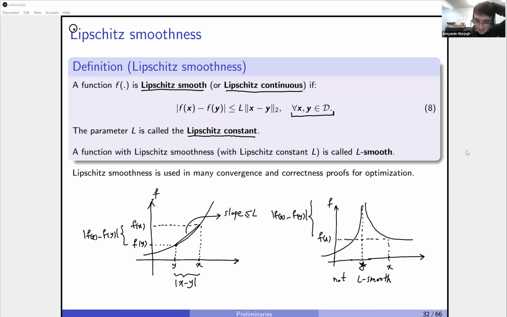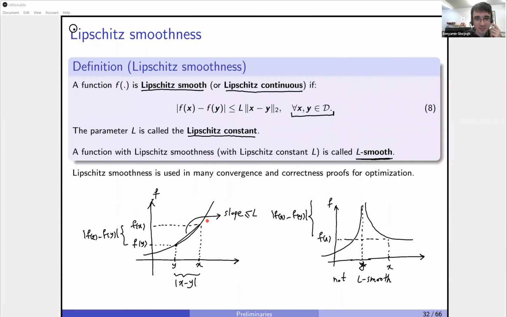And when we say Lipschitz continuous or Lipschitz smooth, we can also call it L smooth. So three names for the same thing. And what does it mean? Geometrically, it means that the slope of the function doesn't go very high. This is what it means actually.